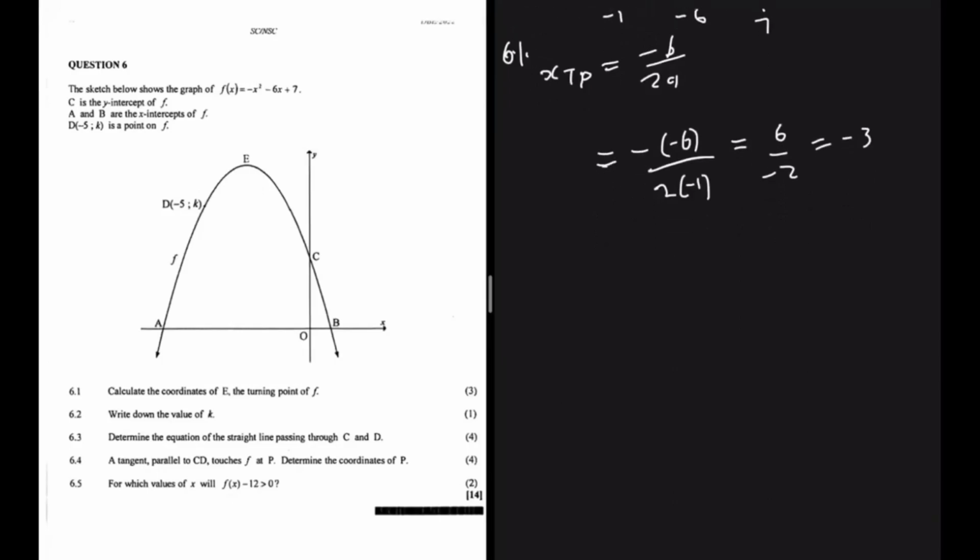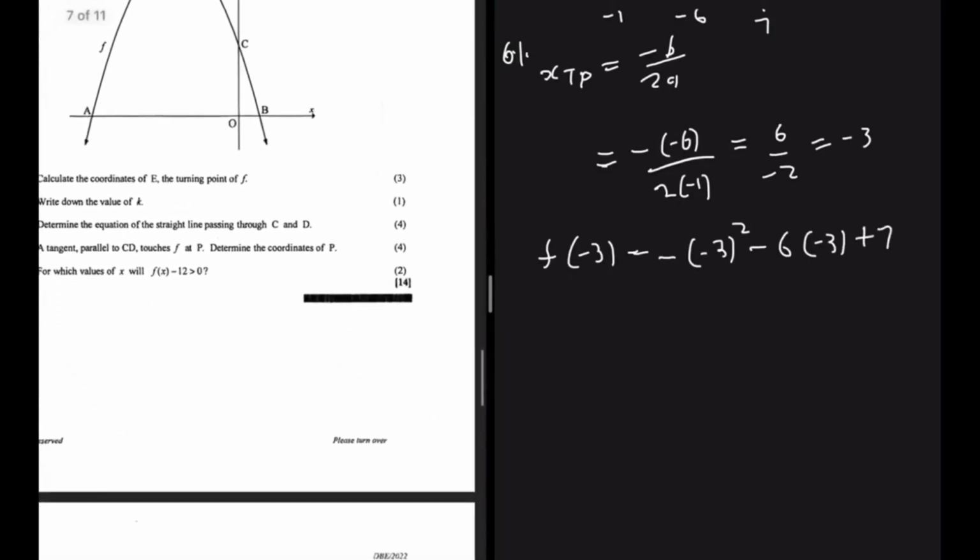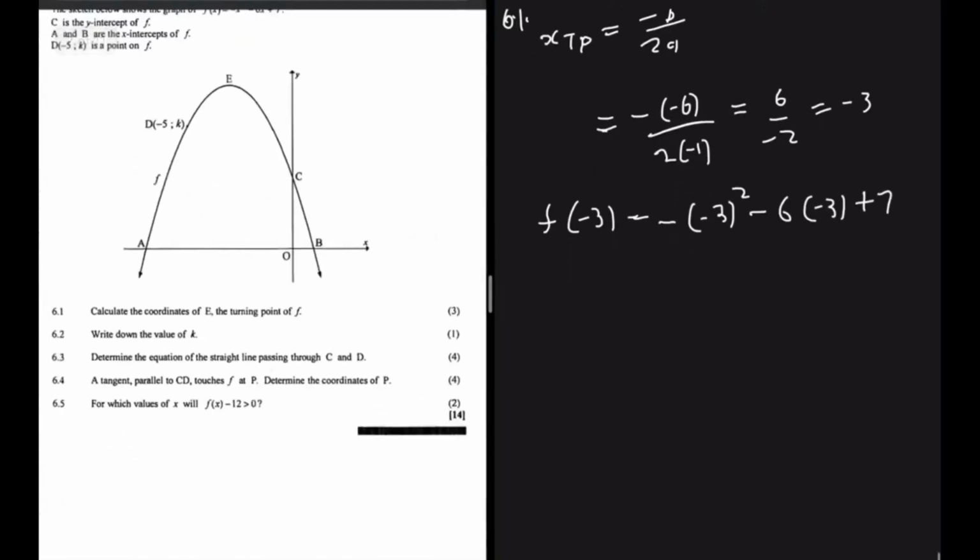So we're gonna have f of minus 3 is equal to minus 3 squared minus 6 multiplied by minus 3 plus 7. So I'm just gonna put that in my calculator and get the answer so that we don't waste our precious time. So we have minus 3 squared minus 6 multiplied by minus 3 plus 7, which is equal to 16. So the coordinates of E is minus 3 and 16.